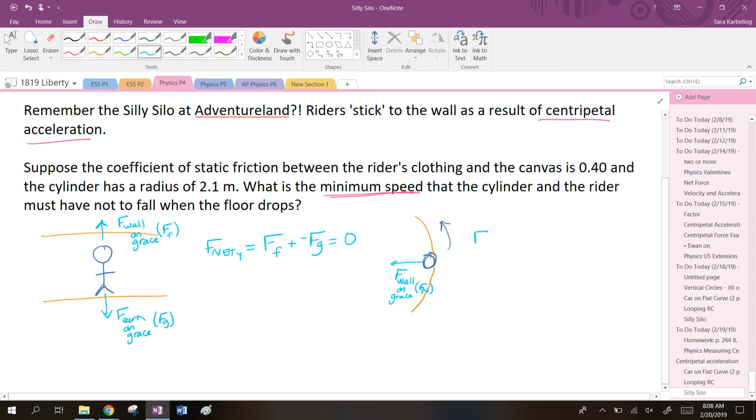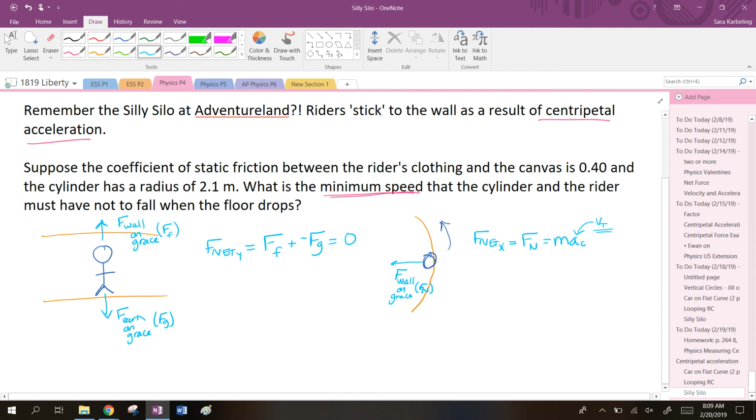So we've got another F net equation. F net in the x direction is only the normal force. There's nothing else pulling or pushing on her, right? The only thing acting is pushing in, and that's equal to m times a sub c because it's a centripetal acceleration. She's going in a circle. So this is where the velocity is, right? That's where the velocity lives.